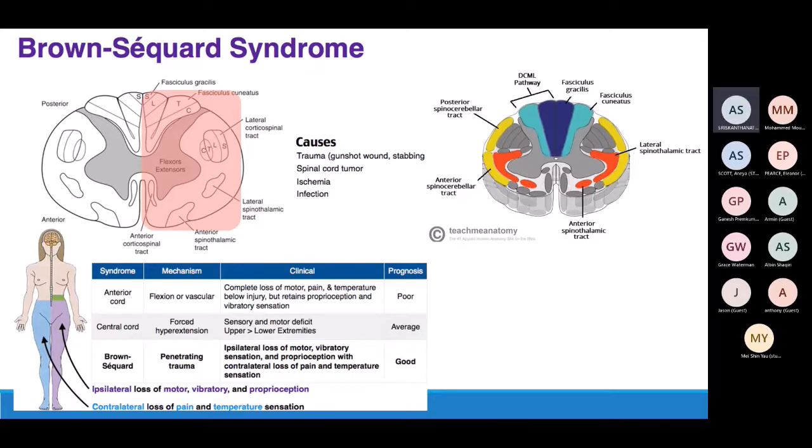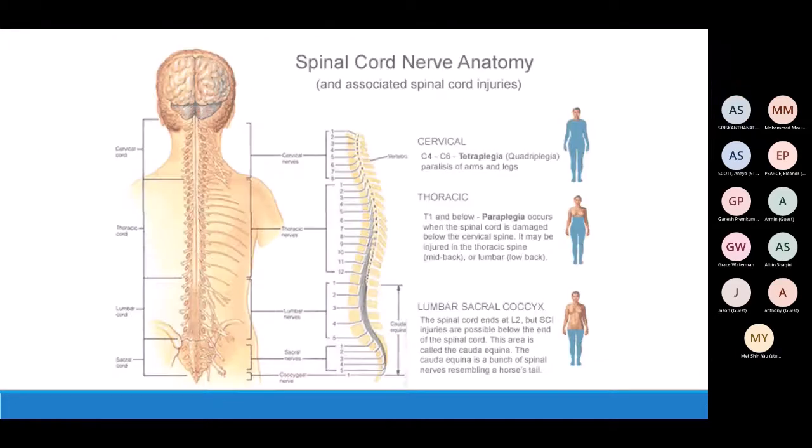Then the other one to remember is your central cord syndrome, where this is usually due to the forced hyperextension. So you have both a sensory and a motor deficit, and it usually affects the upper more than the lower extremities.